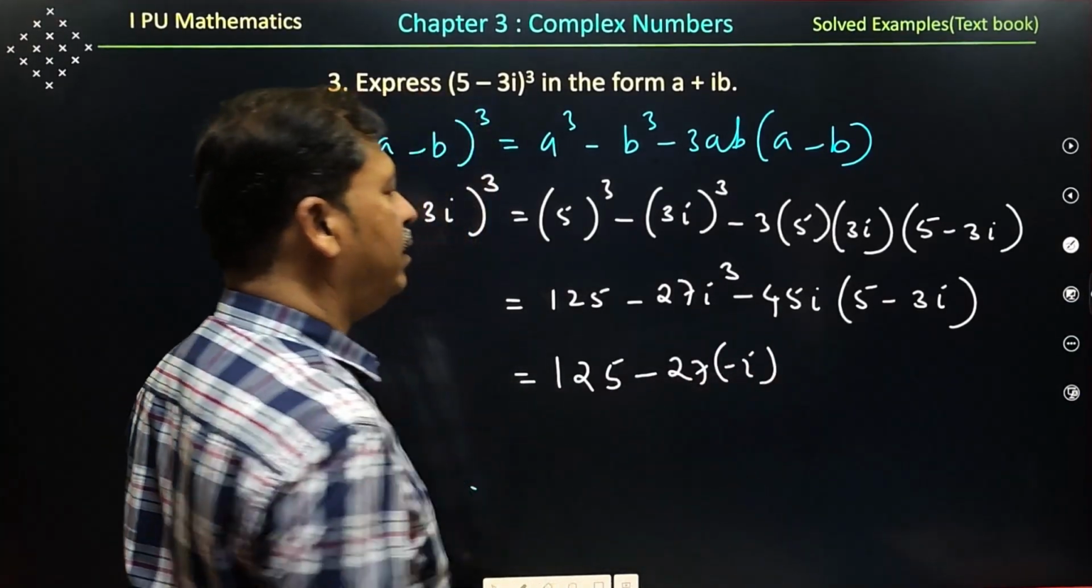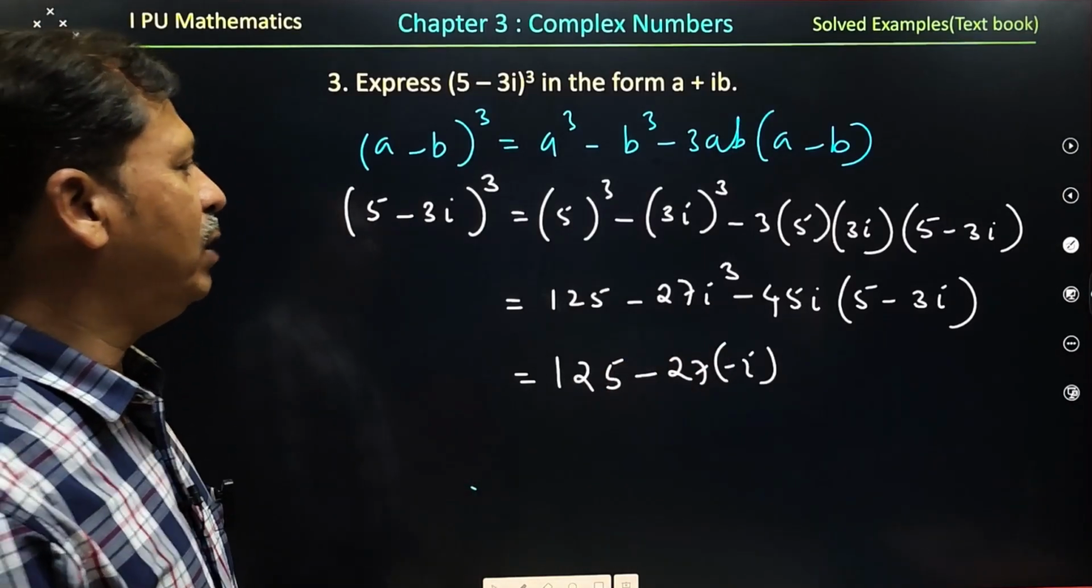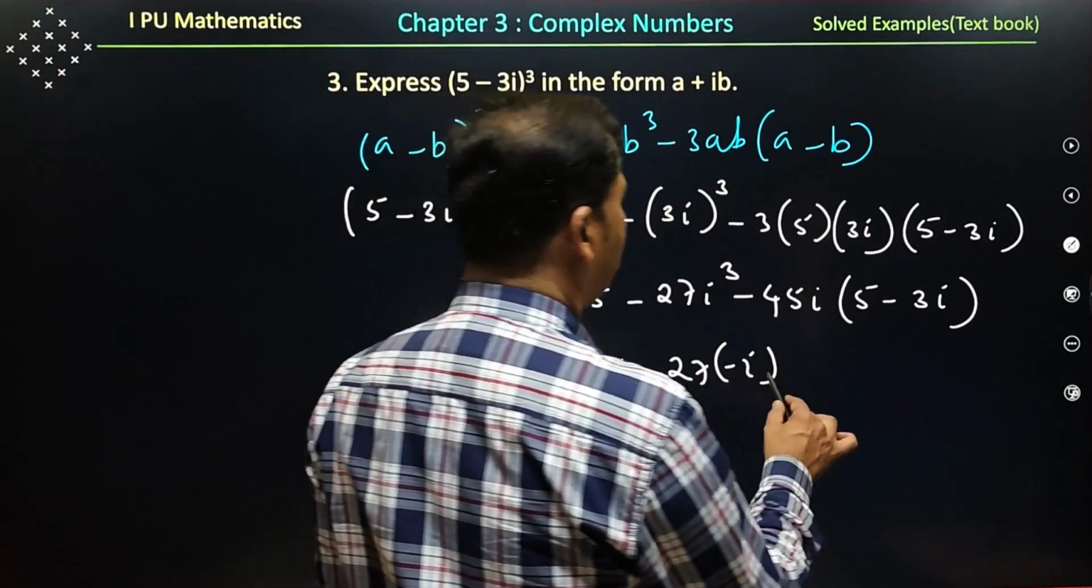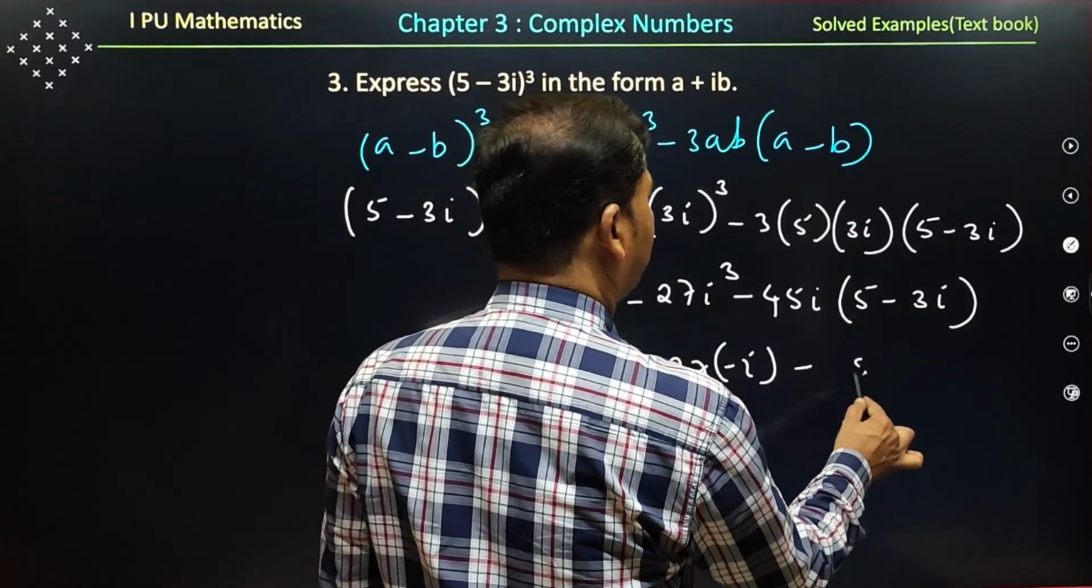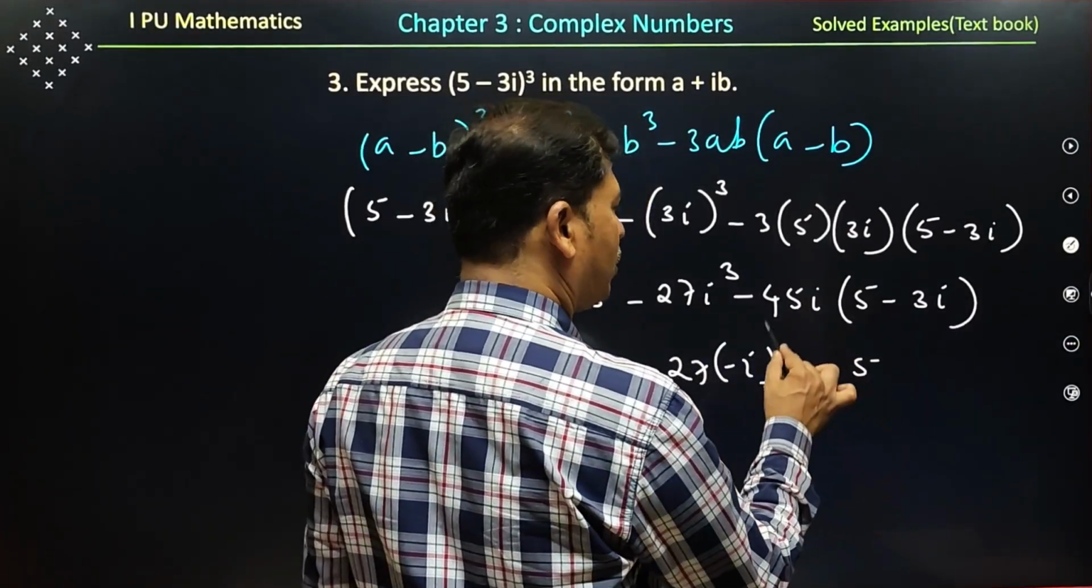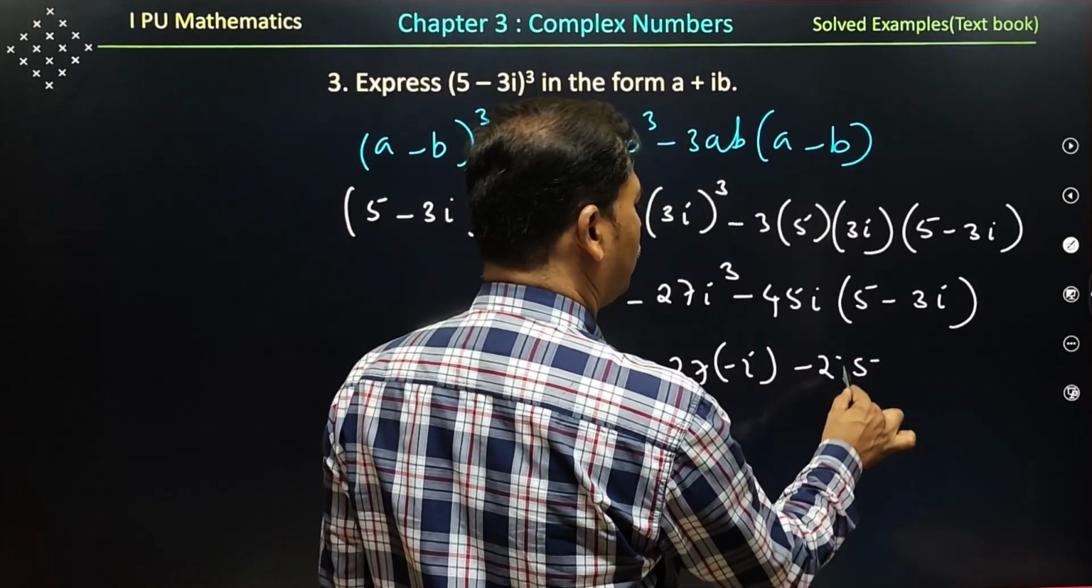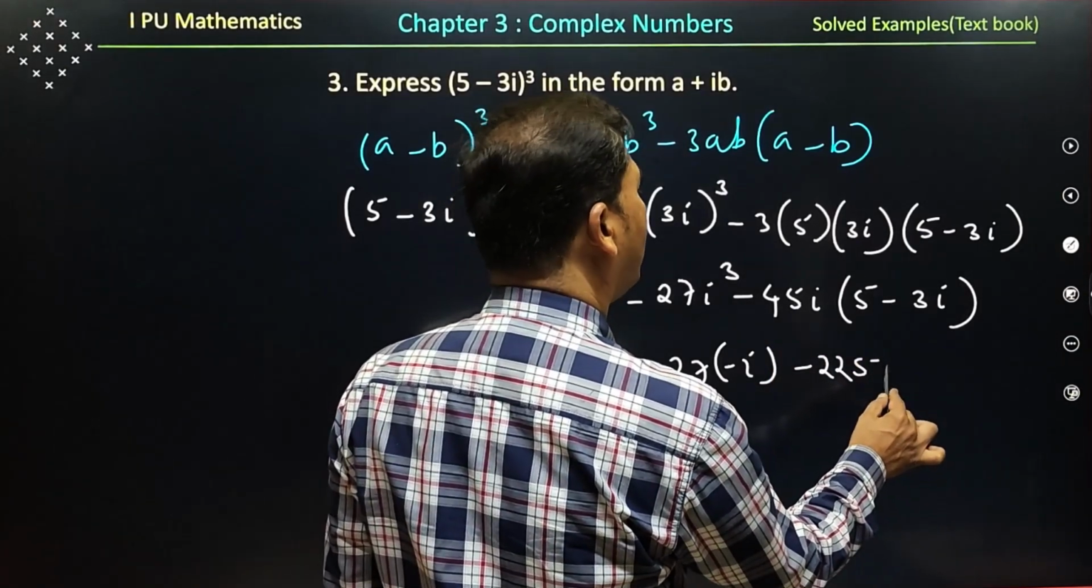minus I. Right now it came in the previous step. I square into I you write. I square is minus 1, so minus 1 into I is minus I. Minus 5 5s are 25, 5 4s are 20 plus 2, 22, 225 I it is.